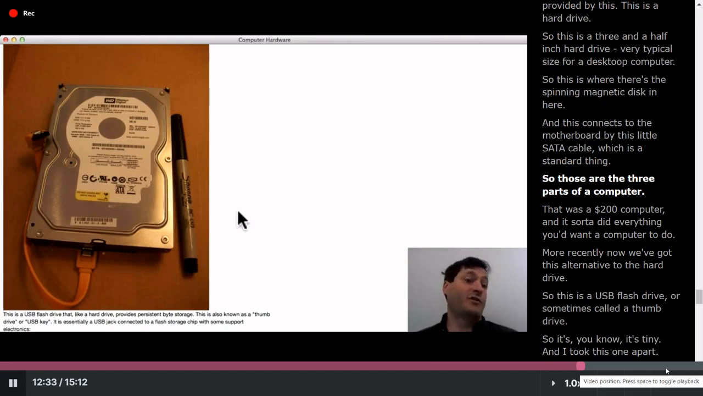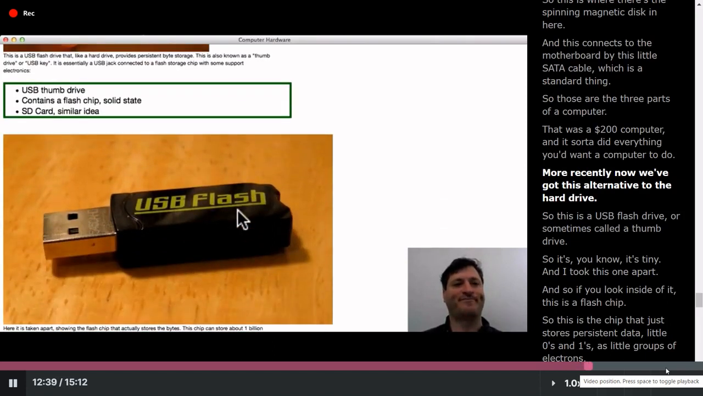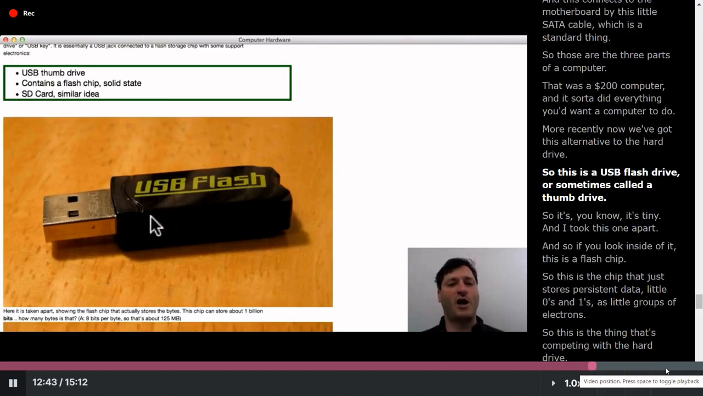So those are the 3 parts of a computer. That was a $200 computer, and it sort of did everything you'd want a computer to do. More recently, now we've got this alternative to the hard drive. This is a USB flash drive, or sometimes called a thumb drive.